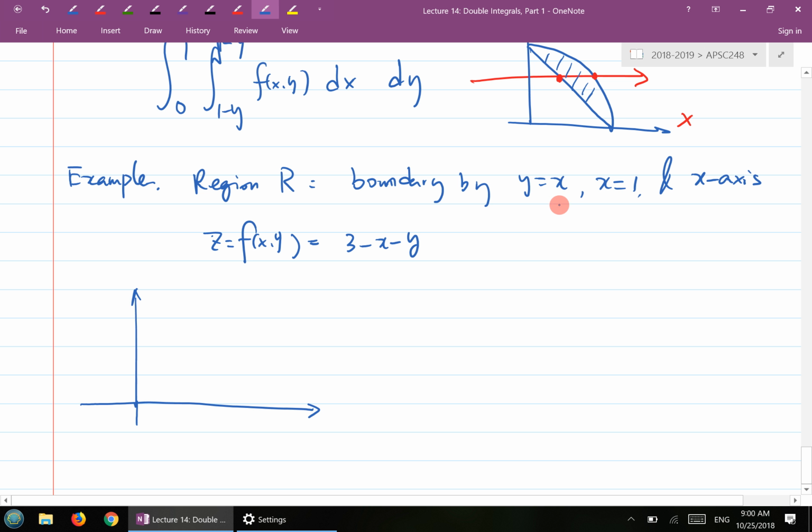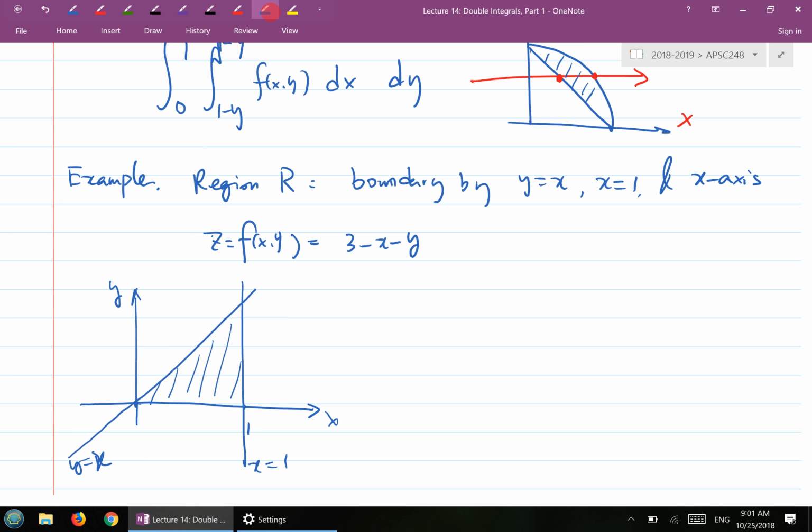You have three boundaries for this one: y equal to x, x equal to 1, and the x-axis. y equal to x, that's this one here. x equal to 1, so 1 is over here, that's another line here. And the x-axis, which is the bottom here. Altogether, you get this region R. Bottom line, we're trying to integrate this function through this region R.